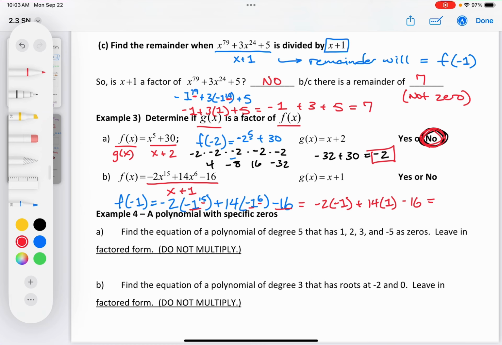So negative 2 times negative 1 is 2. Plus 14 is 16. Minus 16 equals 0. I have a remainder of 0, which means yes, x plus 1 is a factor of function f.